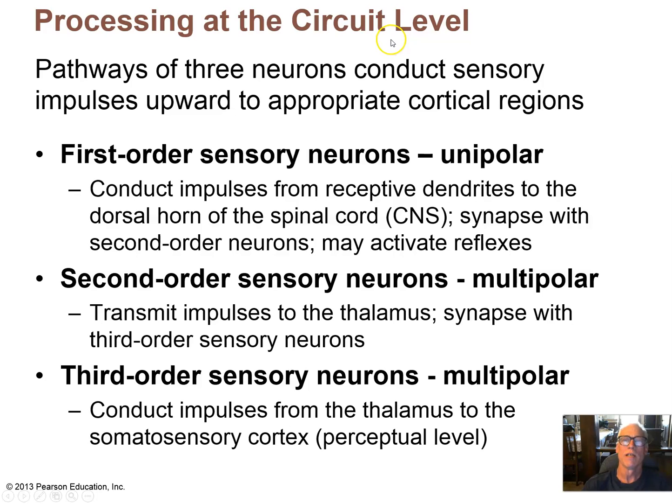How about the circuit level? That's talking about the ascending pathways from the sensory neuron to the cortex. So three neurons in an ascending pathway. Unipolar sensory neurons have the dendrites that can transduce the stimuli. They carry impulses to the central nervous system and synapse in the spinal cord. And then from there, second-order sensory neurons carry the impulses up the spinal cord to the thalamus. And the thalamus, of course, is that switchboard, that relay station for incoming sensory information. And then third-order sensory neurons carry impulses from the thalamus up to the cortex, finally.